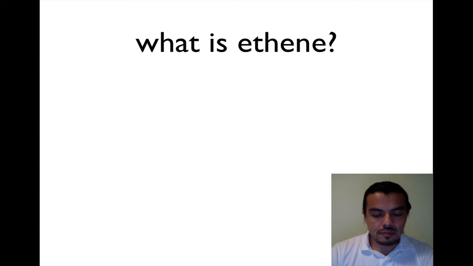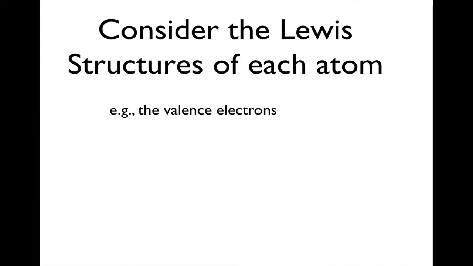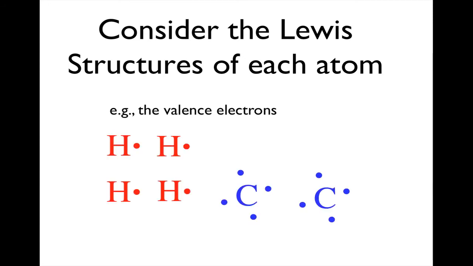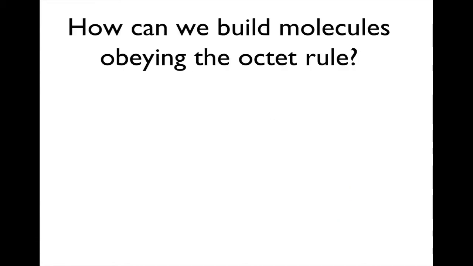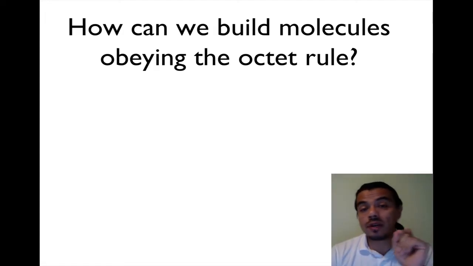So let's begin. Now first off, of course, ethene is C2H4, or we also call it ethylene. Now, we want to consider the Lewis structures of each one of the C's and each one of the H's. Whenever you're going to build one of these in its Lewis form, you want to draw them each individually so that you can see what you have to work with. Okay. In this case, we're drawing them with their valence electrons. Hydrogen, of course, each has 1, and carbons have 4. Once we have this, then we ask ourselves, how can we build molecules obeying the octet rule?